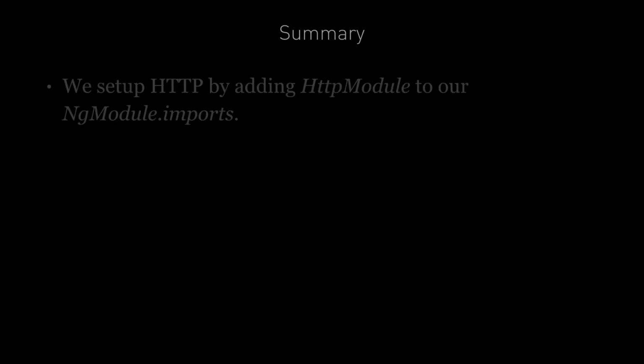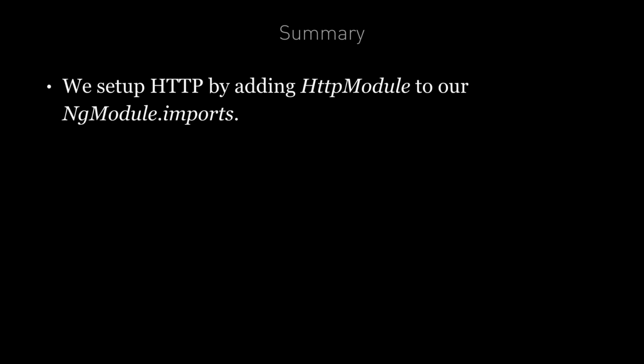So that's it for the core HTTP API. To summarize, we inject the HTTP client library into our classes. It's a dependency that needs to be configured in Angular's DI framework. But rather than set up each provider for all the parts of the HTTP client library separately, we can instead import and add HTTP module to our ng module imports list. This sets up the injector on our ng module with all the necessary providers needed to support making HTTP requests.